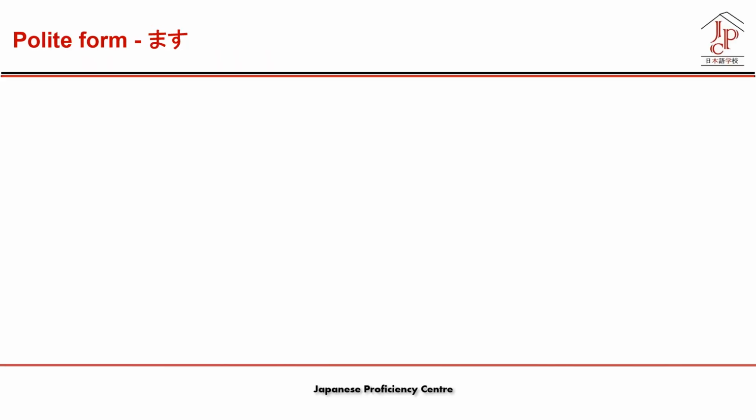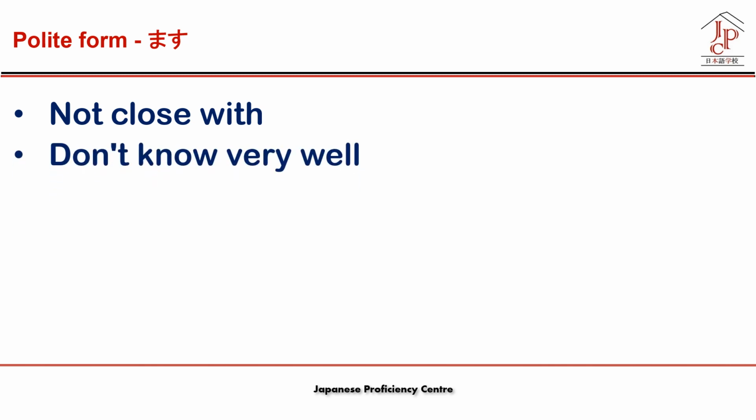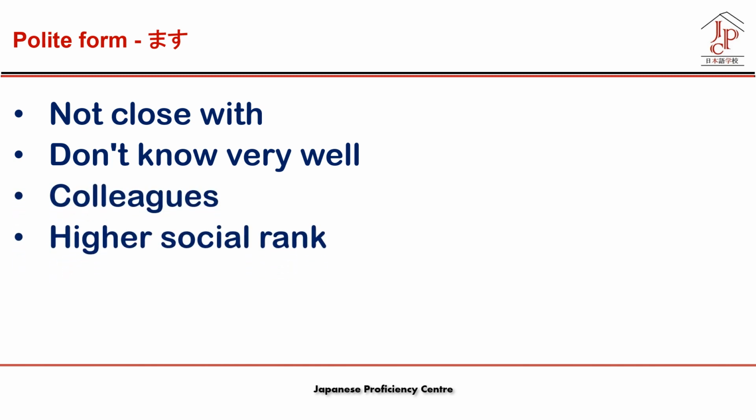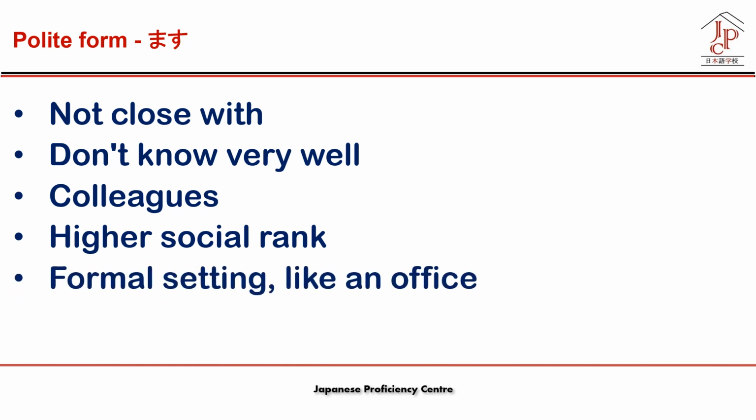In today's lesson, we are going to see the polite form of the verb, that is the mas form. It is used when speaking to someone you aren't close with or someone you don't know very well. In conversation with your colleagues or someone of a higher social rank like your teacher or boss, or while talking to a friend in a formal setting also, we use this form.